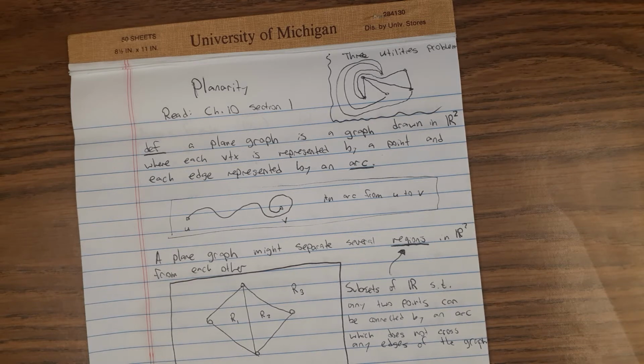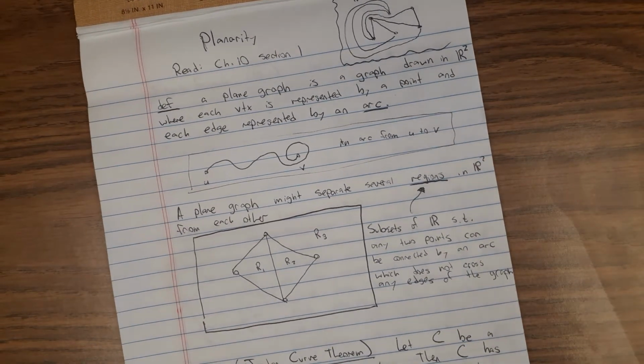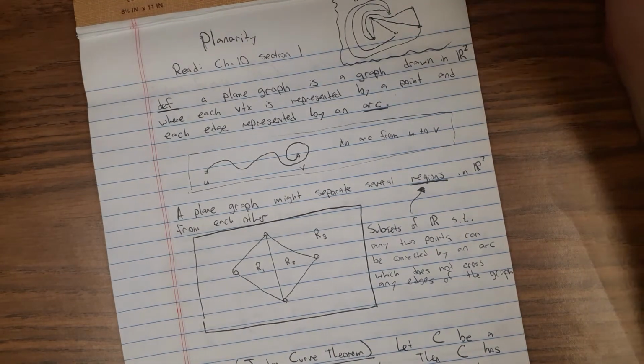So that's one thing we're going to see today. We're basically going to see a proof that that's not possible. And so this is basically what the subject of planarity in graphs is all about. It's about trying to draw a graph without crossing the edges.